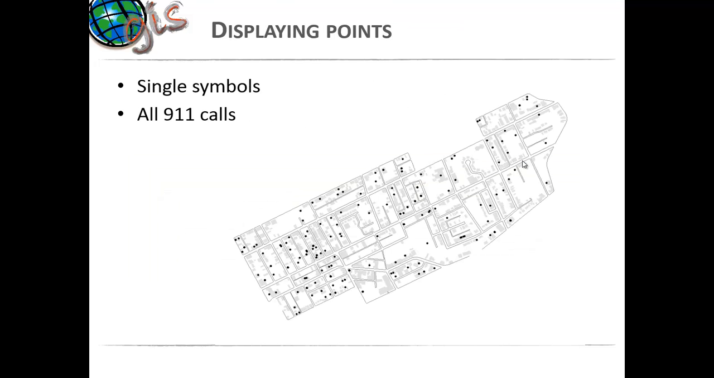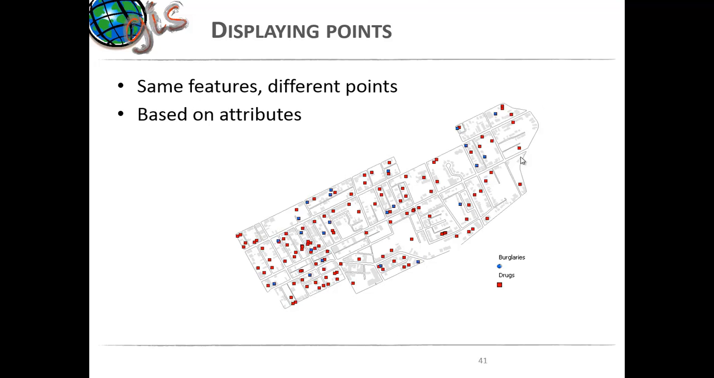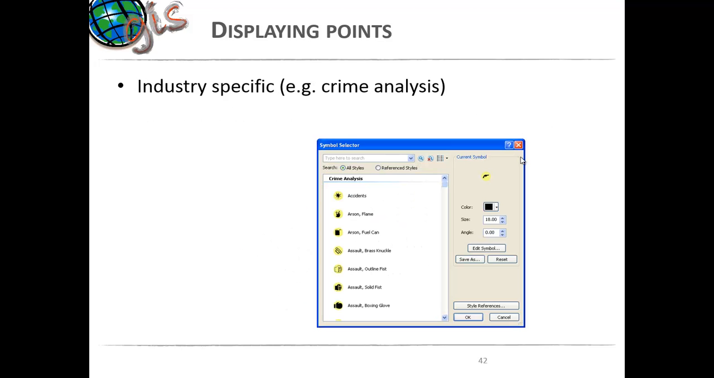Displaying points with single symbols: you can see all the points and how they're being displayed, and these points all represent 911 calls. There are a couple of ways of doing this. If we display the same data based on the same features, maybe the points could show the type of crime, which could be burglaries or drugs. When you do that, you get a lot more information than just displaying simple points.